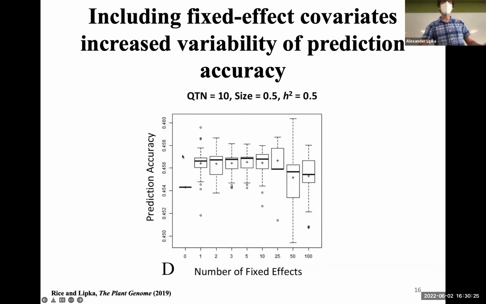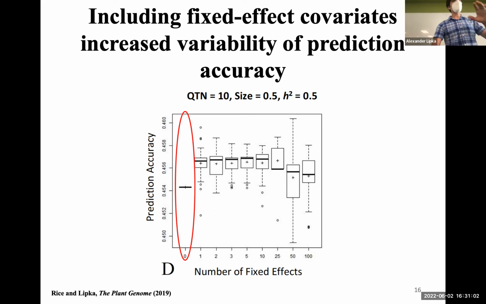But it gets even better. You can also increase your variability in prediction accuracy. Here is a snapshot of one set of results. Our x-axis is the number of fixed effect covariates, and our y-axis is our prediction accuracy across 50 replicates. Here is the standard R-BLUP model. Do you see how smushed up this box plot is relative to the other numbers of fixed effect covariates? There is a substantial, noticeable increase in variability of prediction accuracy. So not only does it have the potential to decrease your prediction accuracy, it can also substantially increase uncertainty in your prediction accuracies. I just showed you strike 1, and now I'm showing you strike 2. Let me show you strike 3.